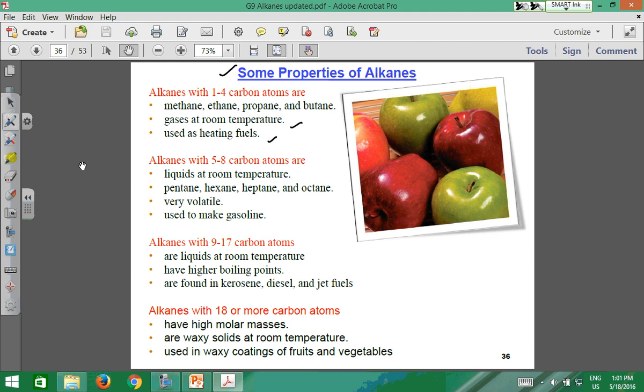Second, if you go to higher hydrocarbons, maybe 5 to 8, they are liquid at room temperature: pentane, hexane, heptane, octane. So they are very much volatile. They vaporize. They are used to make gasoline. Now the higher hydrocarbons are solid because they have a high boiling point.